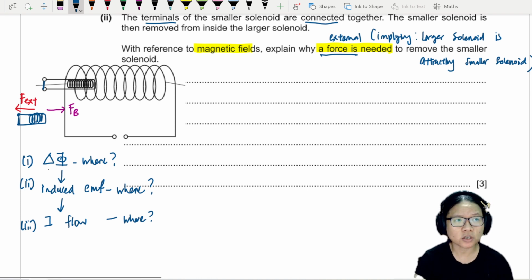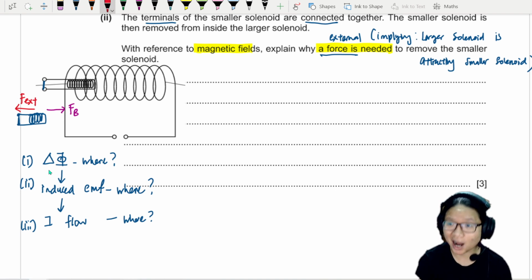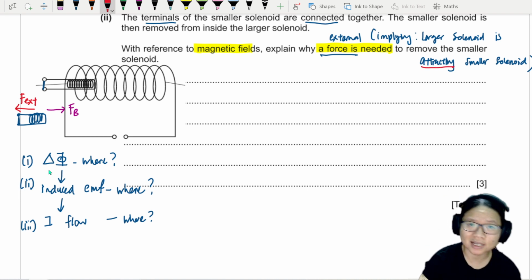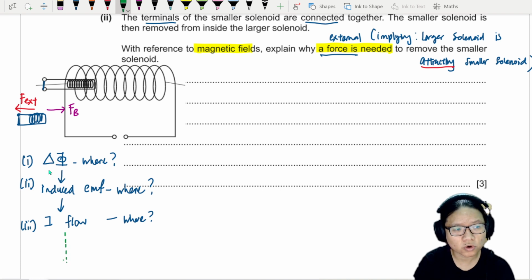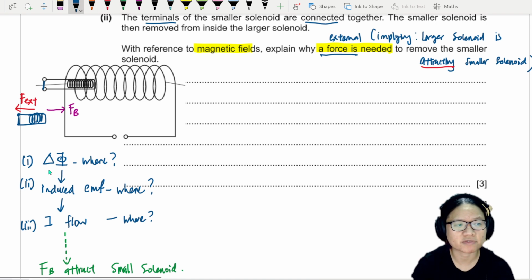And finally, we have to use this to answer the question, that there is an attractive force between the larger and the smaller solenoid. So from current flow going to the magnetic force F_B attracting the small solenoid. So we're going to first write down the first three parts.